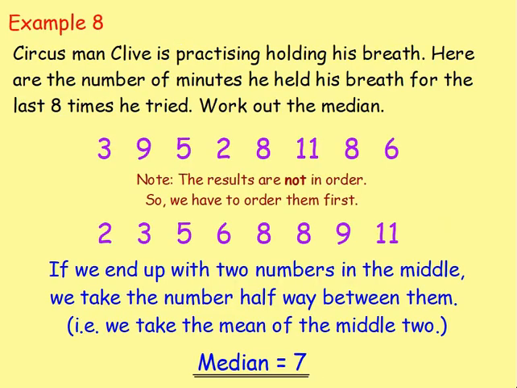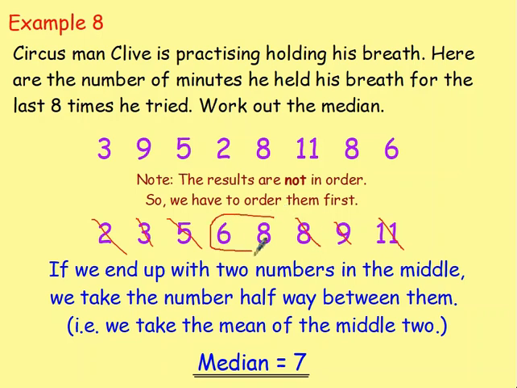Just remember, you do have to put the numbers in order first of all. So these numbers here, they are not ordered. They're just all jumbled up. So put them in order first of all, from smallest to biggest. In order to get the one in the middle, what you could always do is cross off one from the left and one from the right. One from the left and one from the right. One from the left and one from the right.